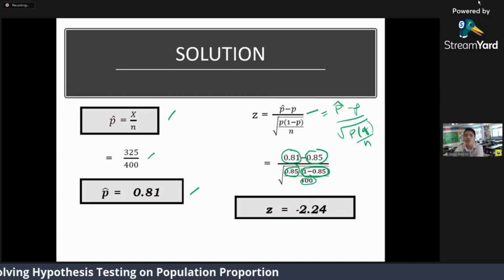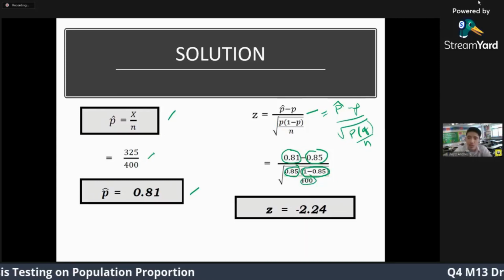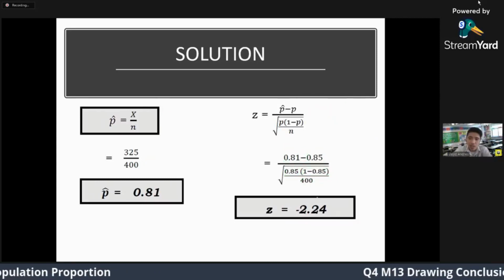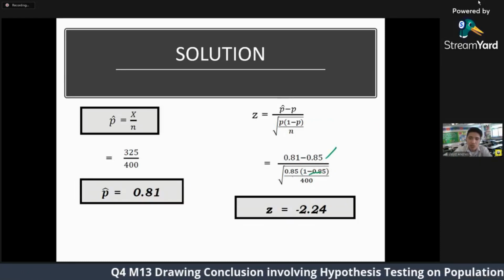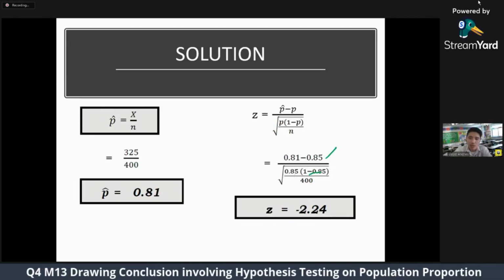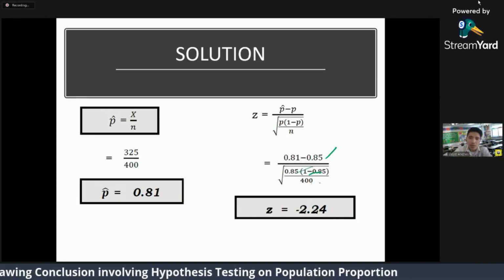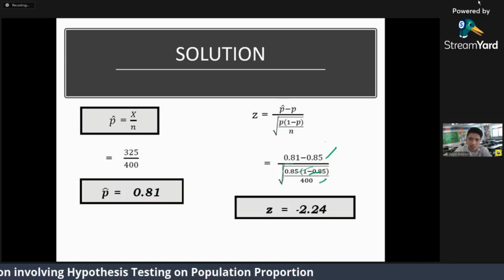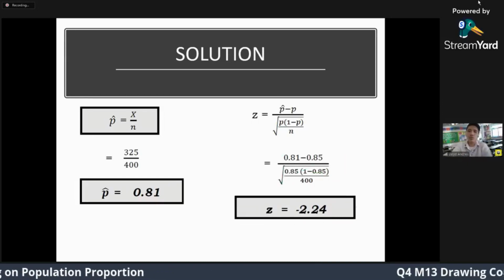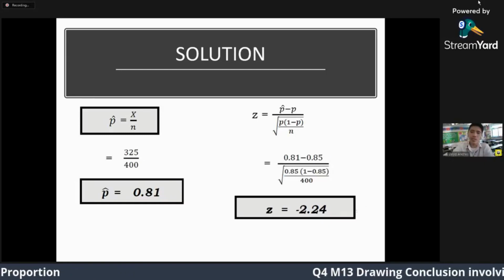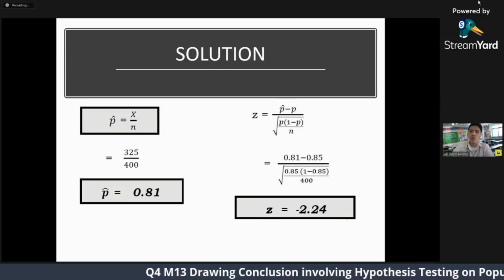Then, just solve it. We don't need to elaborate further, the point is just to subtract, using the calculator, multiply, then divide, then the square root, then divide. So, therefore, if you follow the steps, you should come up with the answer that z is equivalent to negative 2.24.